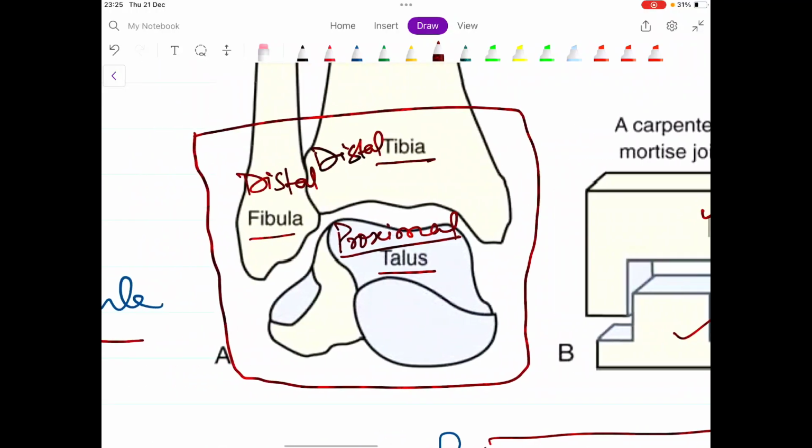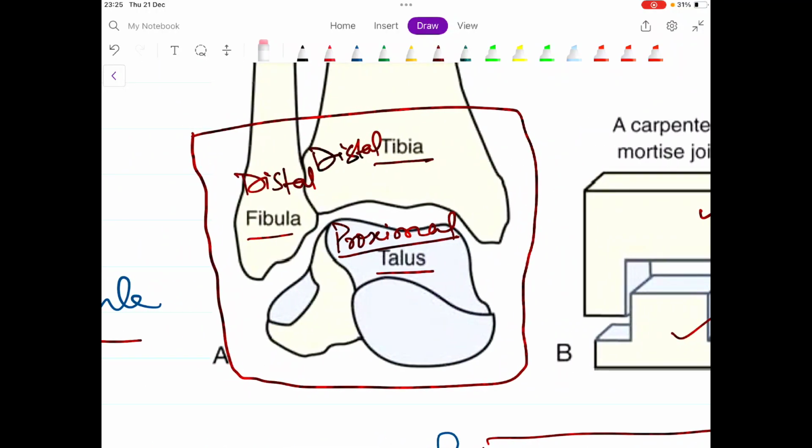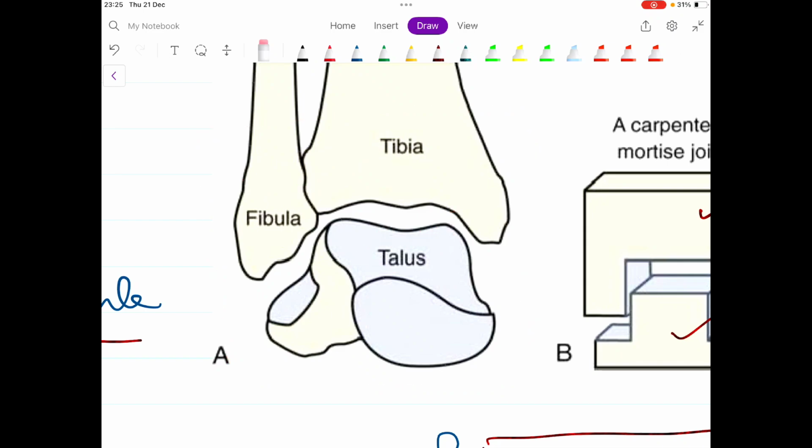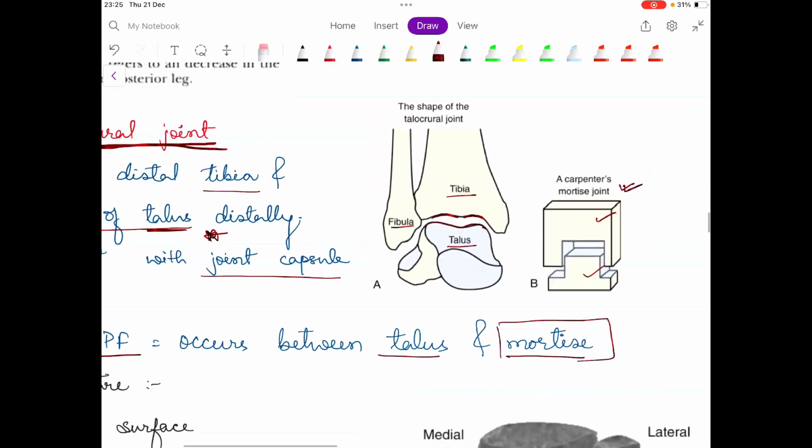Okay, so as you can see here, if you correlate this diagram with this diagram, then you will find that the tibia, fibula and the talus, these three bones, are perfectly fitted into each other. As you can see here, this here is your concavity. Okay, there is concavity here, so in order to fit properly, there is convexity in the talus. Okay, so this is an example of a mortise joint.